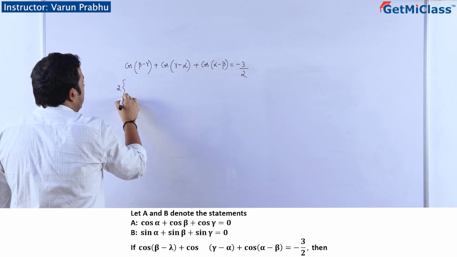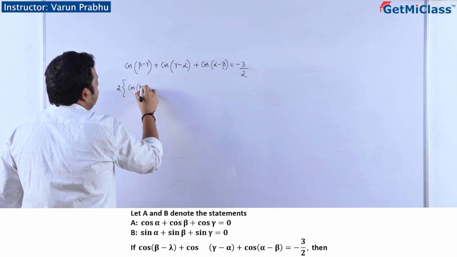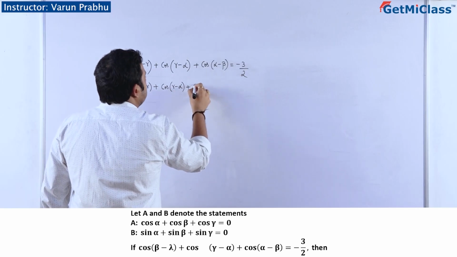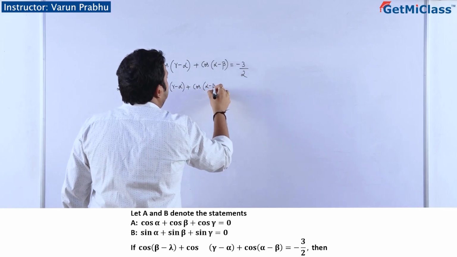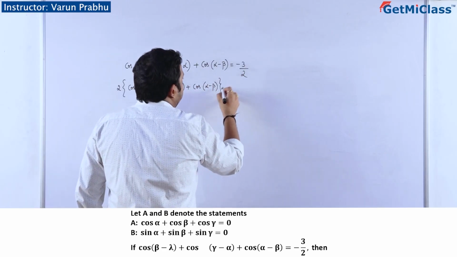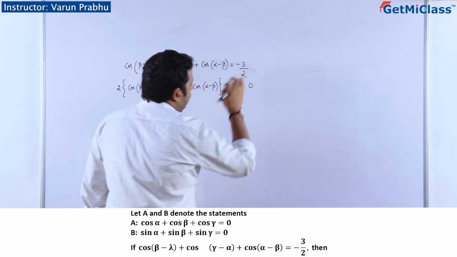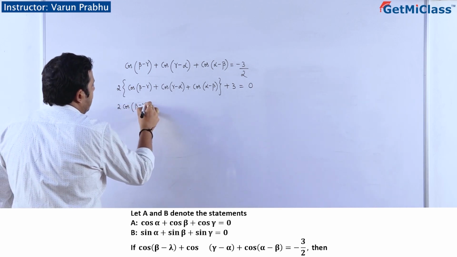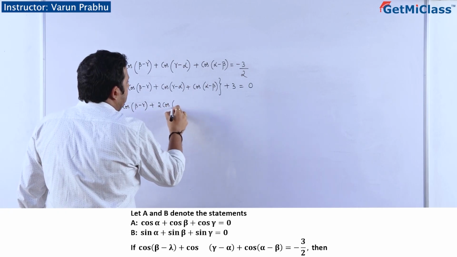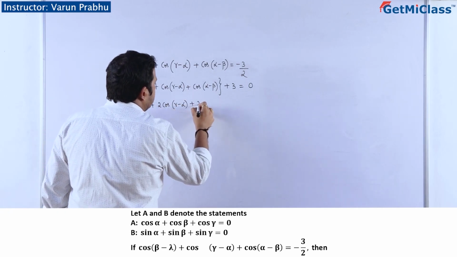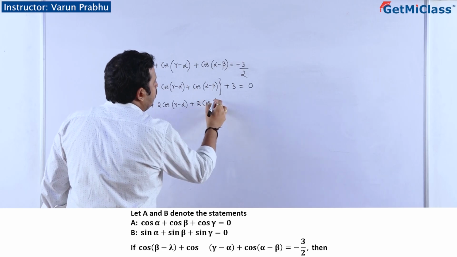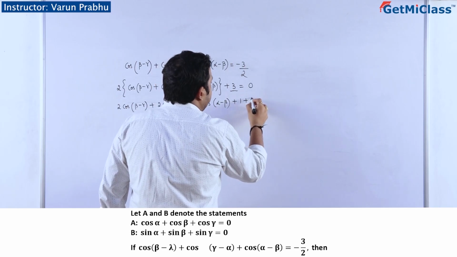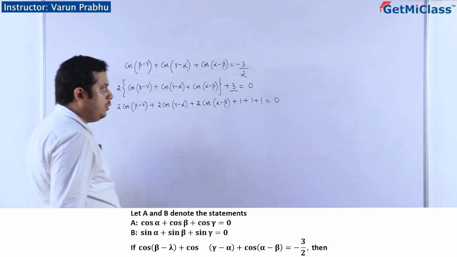So we'll take this 2 on the other side. I can write it like this: cos of beta minus gamma plus cos of gamma minus alpha plus cos of alpha minus beta plus 3 should be equal to 0. Correct? So I can say 2 cos of beta minus gamma plus 2 cos of gamma minus alpha plus 2 cos of alpha minus beta, and this number 3, I'll split it as 1 plus 1 plus 1, is equal to 0.